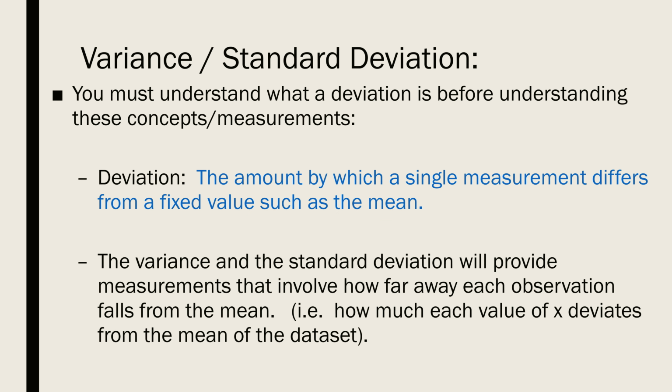Next, we are going to learn variance and standard deviation. You must understand what a deviation is before understanding those concepts and measurements. Deviation is the amount by which a single measurement differs from a fixed value, such as the mean. The variance and the standard deviation provide measurements that involve how far away each observation falls from the mean, for example, how much each value of x deviates from the mean of the dataset.